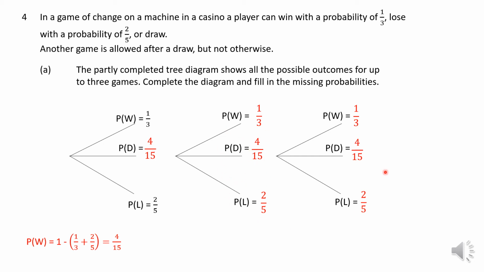When you draw again, then you can play a third game. Okay, so when you win, you are done, and when you lose, you are done. But when you draw, they can give you a second game. So take that into account when we answer the following questions.